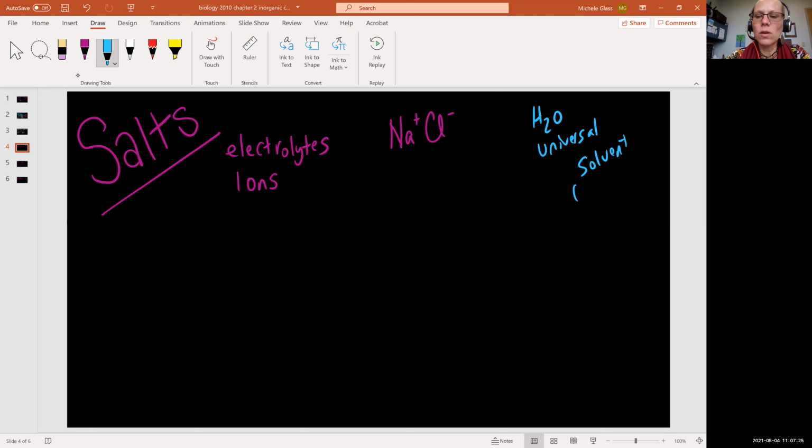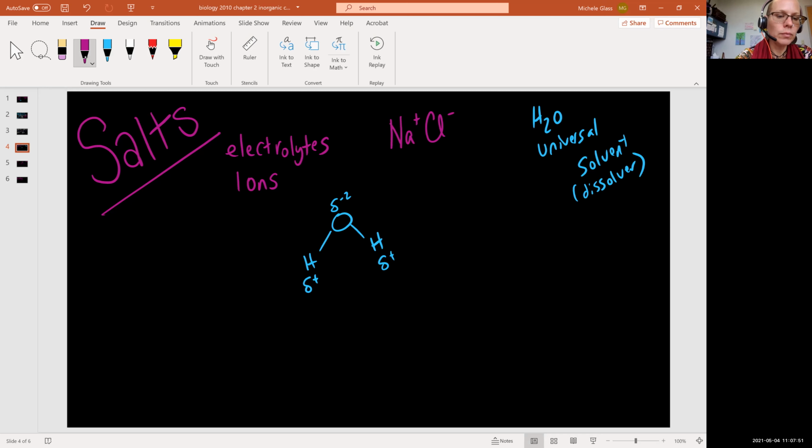And we can draw a water, remember, like this, where we have oxygen with a slight -2 charge, and then the hydrogens have slight positive charge. What we're going to see happening is when you put your sodium chloride, your salt, in water, it will disassociate, which means to separate, basically.